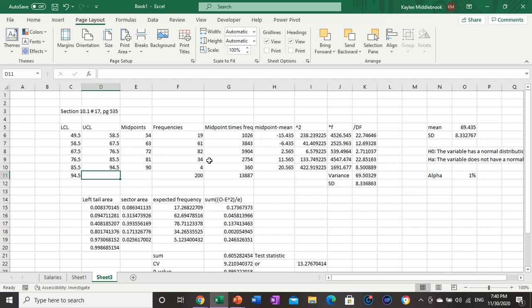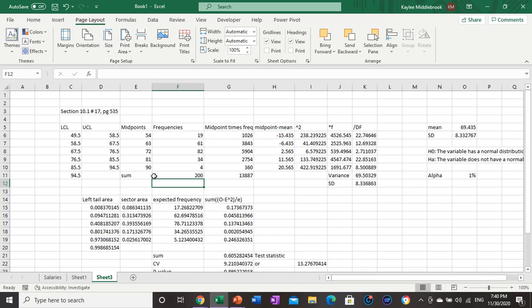But anyways, the next thing I did, after I calculated the midpoints, was I put the frequencies next to it, which was given to us, and I took the sum of the frequencies, which is our n that we'll be using shortly.